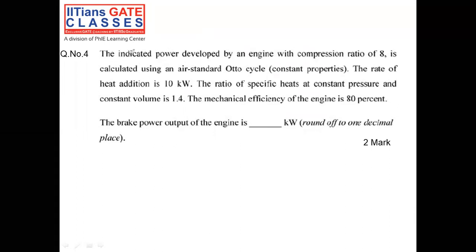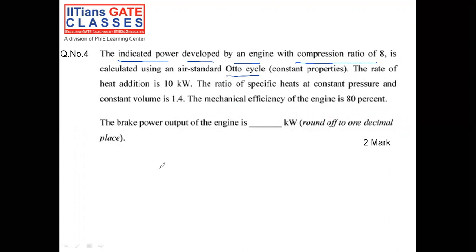Let me read the question. Indicated power developed by the engine, with the compression ratio given, is calculated with the help of the Otto cycle. They mention that whatever work output you get from the Otto cycle is your indicated power. So no need to worry about how to calculate indicated power.